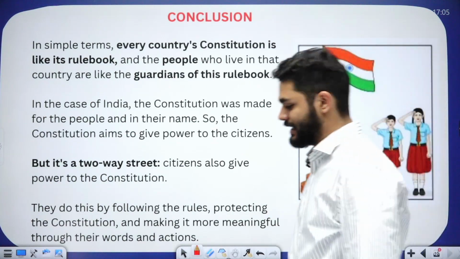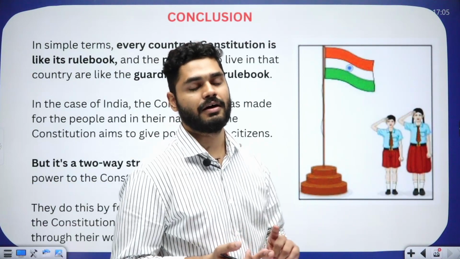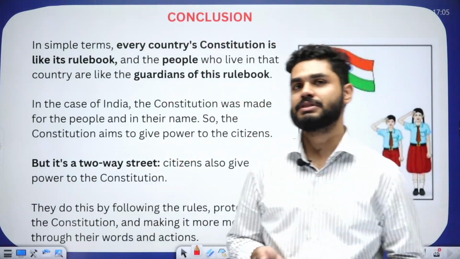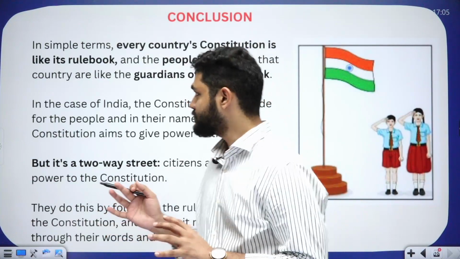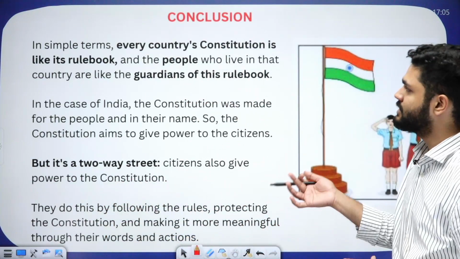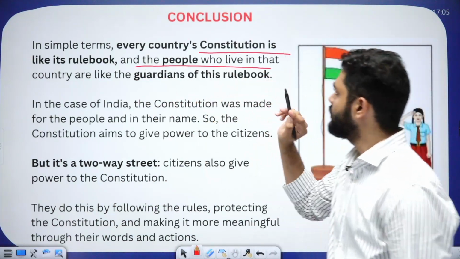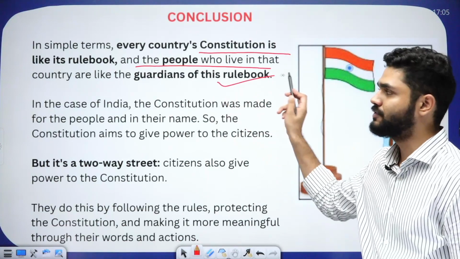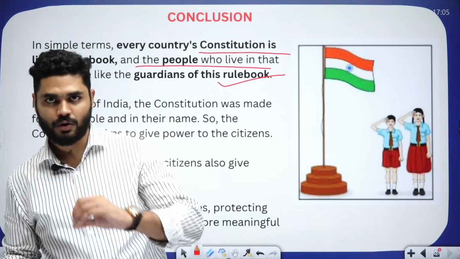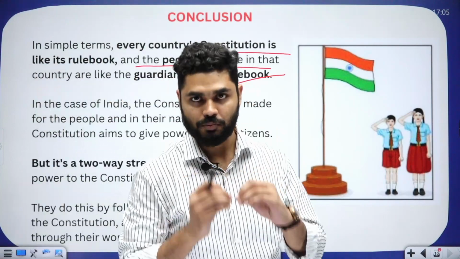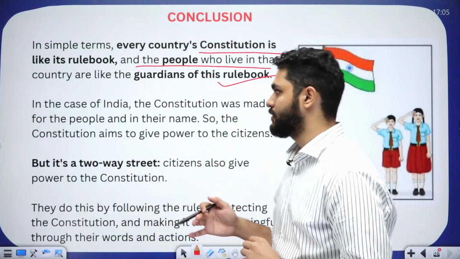In simple terms, if we look at these 11 fundamental duties and the recommendations given by different committees, one thing can be seen, as I said earlier: every country's constitution is its rule book, and the people who live in that country are the guardians of that rule book. So there is a constitution, and the people are supposed to protect that constitution by abiding by what has been written in it.